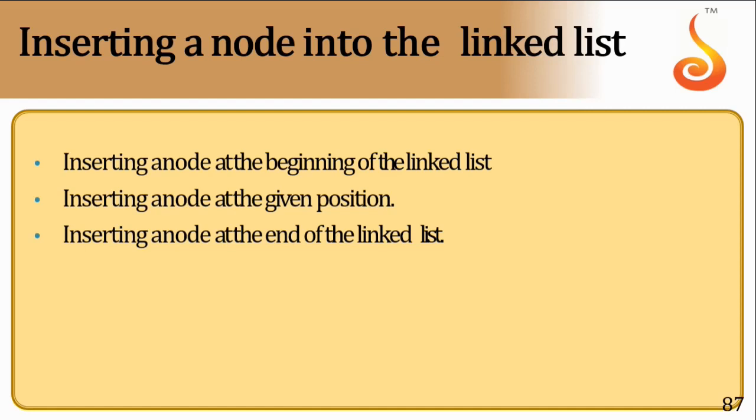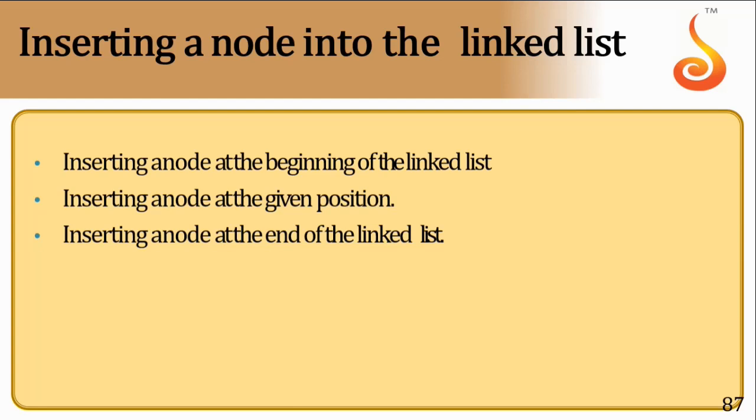So inserting a node at the beginning of the list, inserting a node at a given position. For example, I have 10 nodes and I have created a new node and I need to make it the fifth node. So at a given position, anywhere in between, not in the beginning, not in the end. Then inserting a node at the end of the list. That is very easy, like inserting a node at the end of the list.